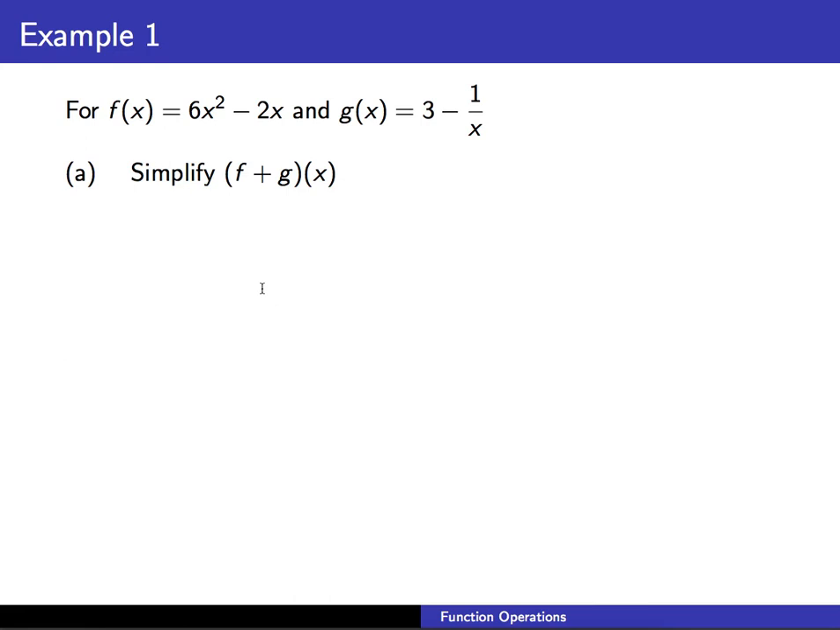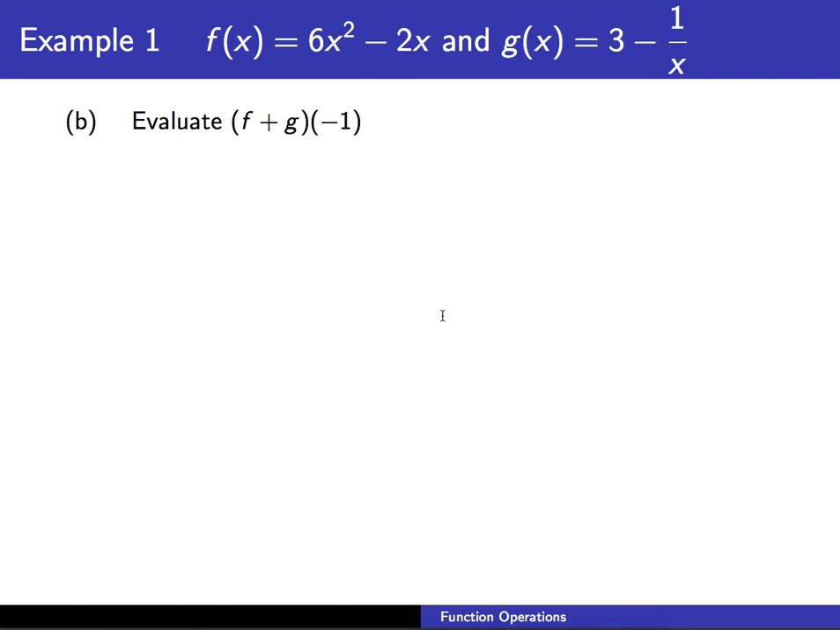All right, so we're going to look at f of x is 6x squared minus 2x, and g of x is 3 minus 1 over x. First, let's simplify f plus g of x. So let's just take these two functions, f and g, and we're going to add them together and combine like terms if we have them. But here, 6x squared minus 2x plus 3 minus 1 over x, there aren't any like terms to combine, so we're done with example 1a.